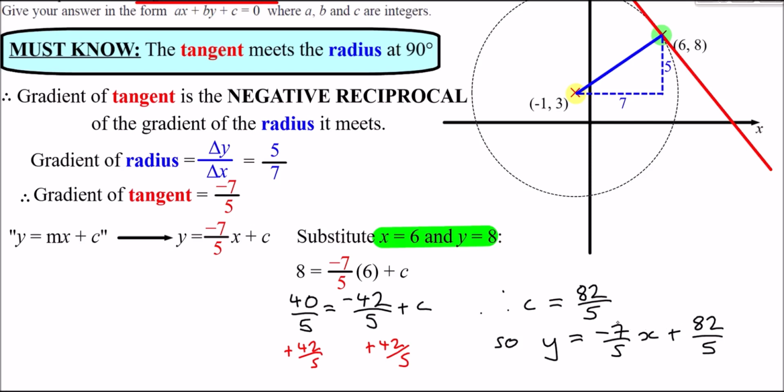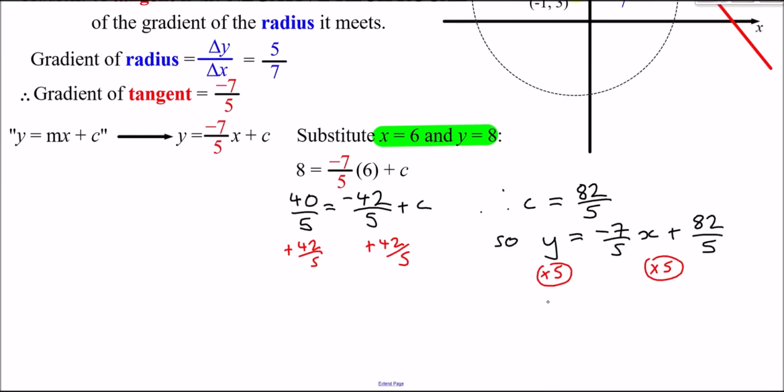So here we can see these aren't integers, these are fractions. So we need to make these from fractions into integers, so we can get rid of these fifths by multiplying everything by 5. So if we just take this and times both sides of the equation by 5, what we'd then get as our next step is y times 5, which is 5y. Dividing by 5 and timesing by 5 cancels, so we're just going to be left with minus 7x. And 82 divided by 5 times 5 leaves us with 82.